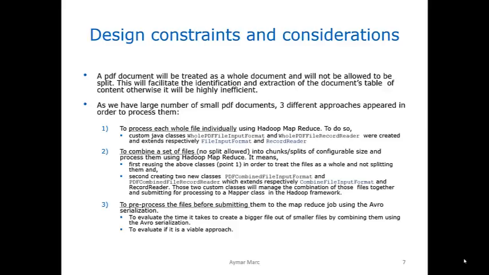Let me now cover the constraints and considerations I used when designing the overall solution. The first decision was not to split the document, otherwise it would be highly inefficient to extract the table of content if the content of the document was spread across multiple map tasks. The second element was that I was dealing with a rather large number of small files, so 3 different approaches appeared. The first approach, or what I call first design, was to process each file individually.